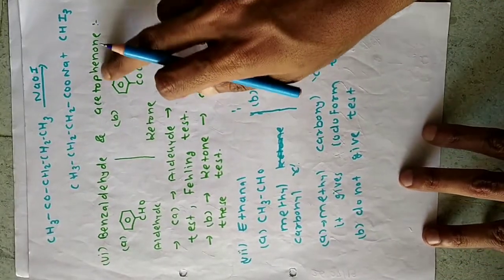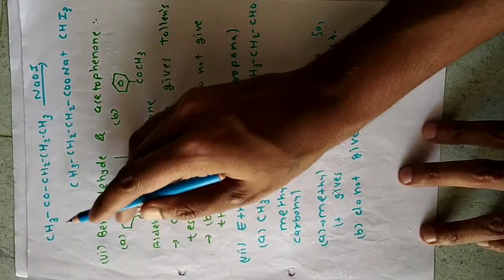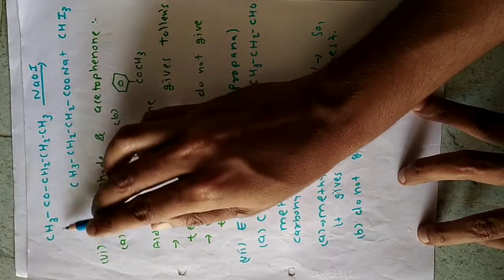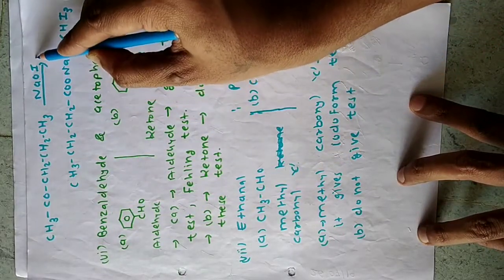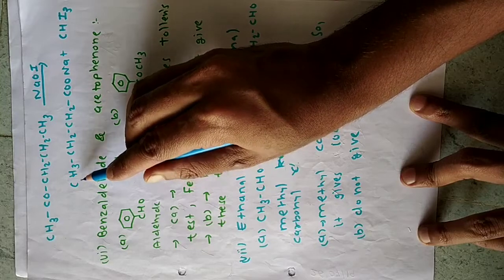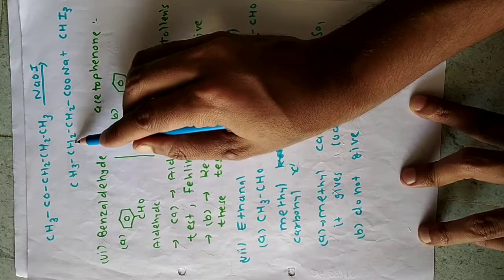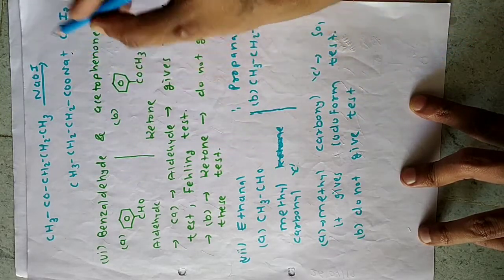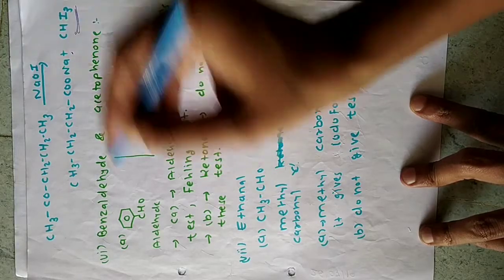Now a similar type of reaction as the previous one. You can see this one is 2-pentanone. When it reacts with NaOI, it gives us CH3, CH2, CH2, COONa plus iodoform.